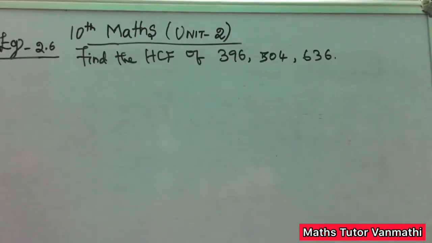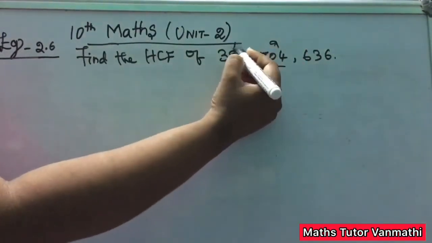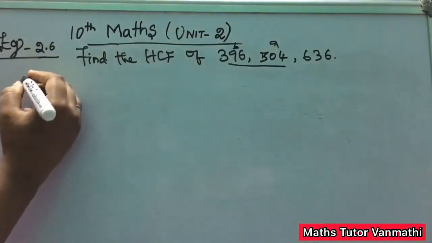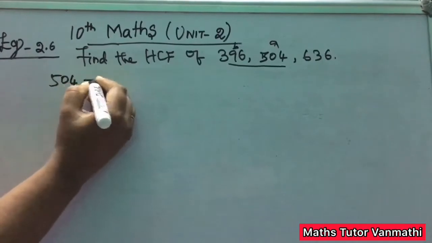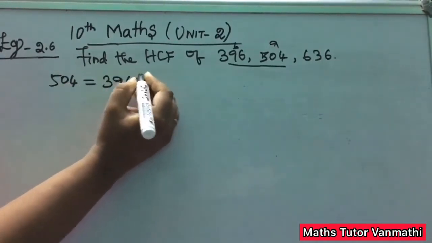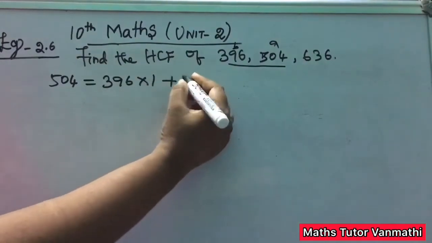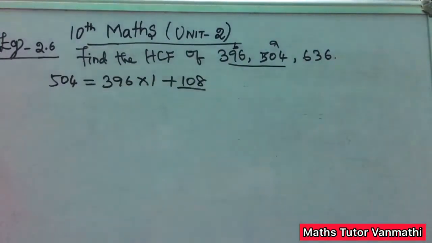Example 2.6. Find the highest common factor of 396, 504, 636. Among three numbers, first we are taking these two numbers. This is your a, this is b. We are going to find the HCF for both these numbers. Okay. So 504 equals 396 into 1, one time only it comes. Then you will get the remainder as 108. So the remainder is not equal to 0.